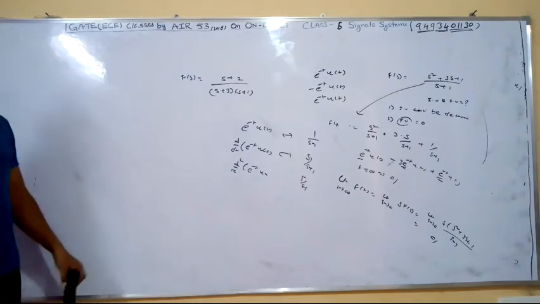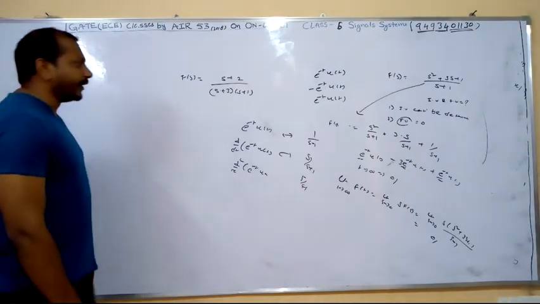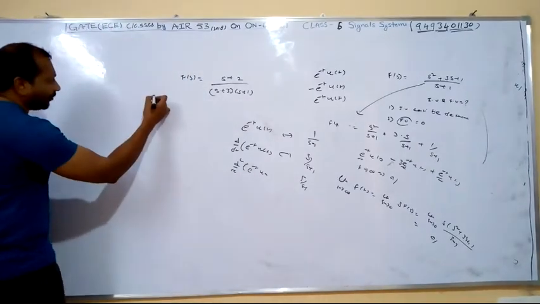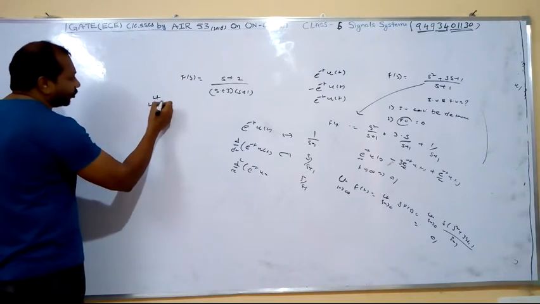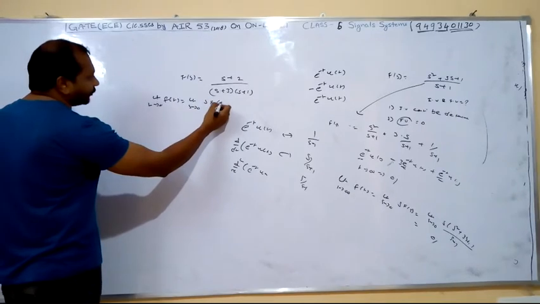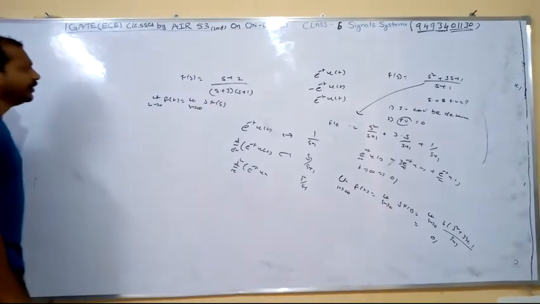Here the degree of the numerator is less than the degree of the denominator. So you can definitely apply the initial value theorem for the calculation of the initial value. The initial value is the limit as t tends to 0 of f(t), which equals the limit as s tends to infinity of s times F(s).